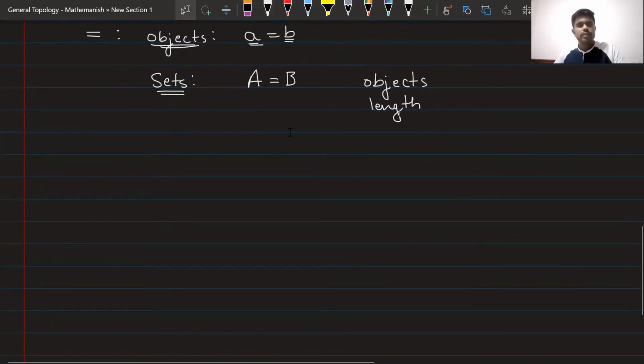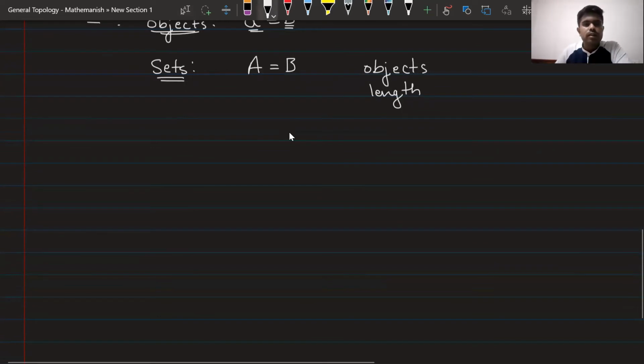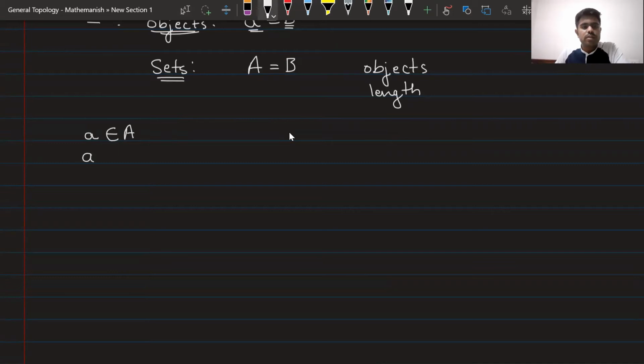Okay, after this, as I didn't mention the symbol earlier. If I say that a is a member of A, then I can denote it like this, that is a is in A, or we can pronounce it as a belongs to A. And if a is not in A, I can simply write it this way. Okay, this is one thing that we need to remember.